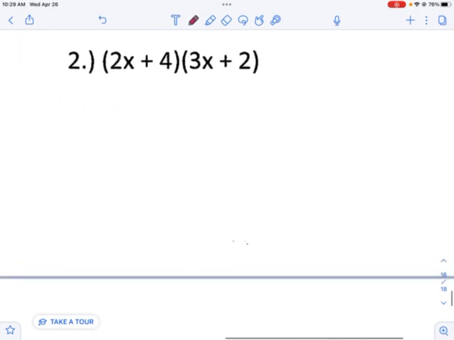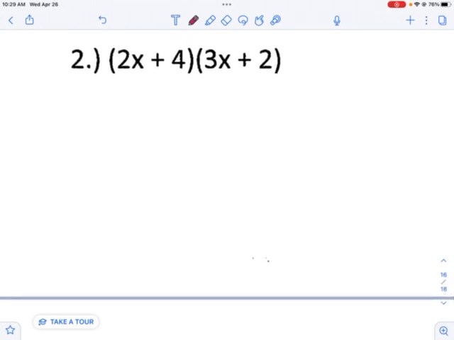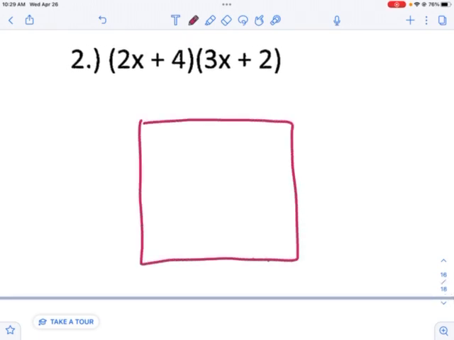Let's look at number 2. Again, a binomial times a binomial. I'm going to make a 2 by 2 box.